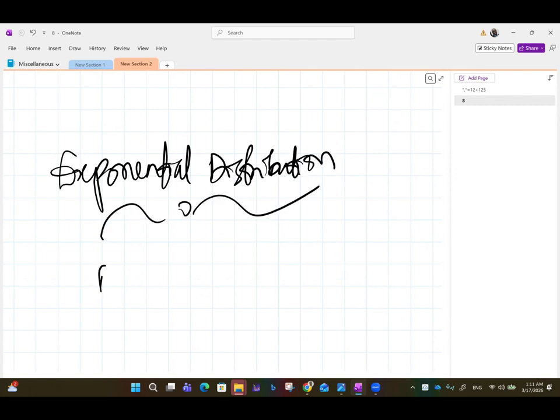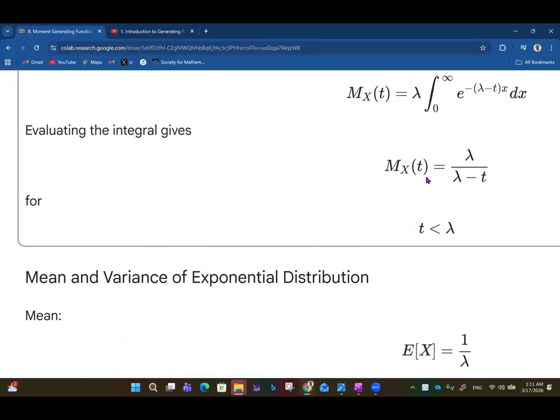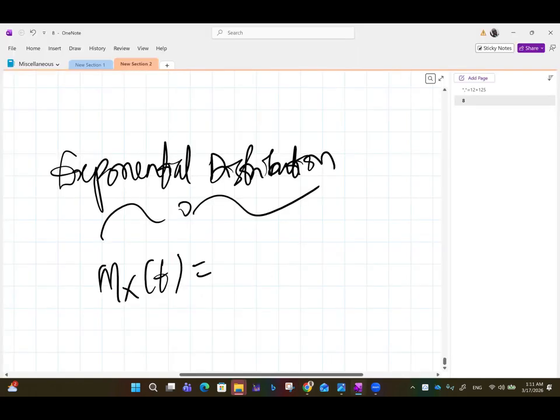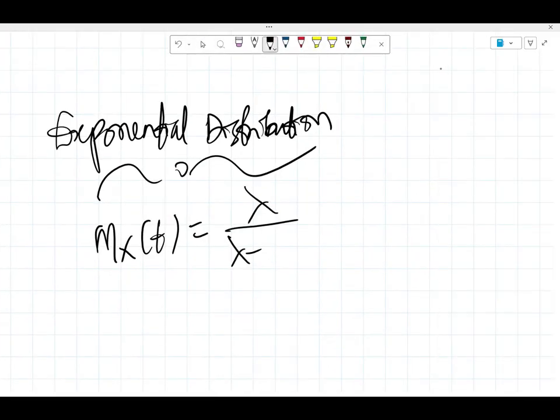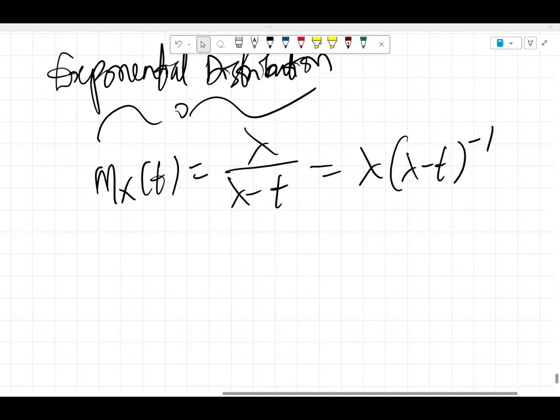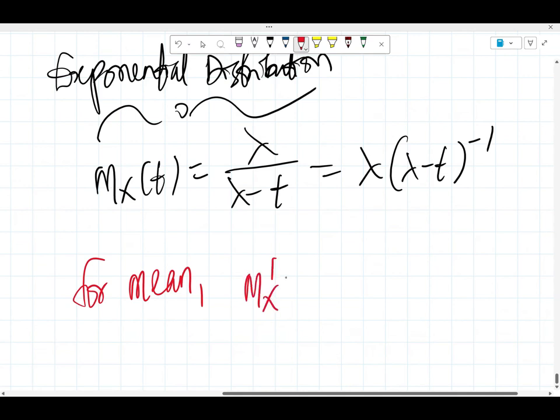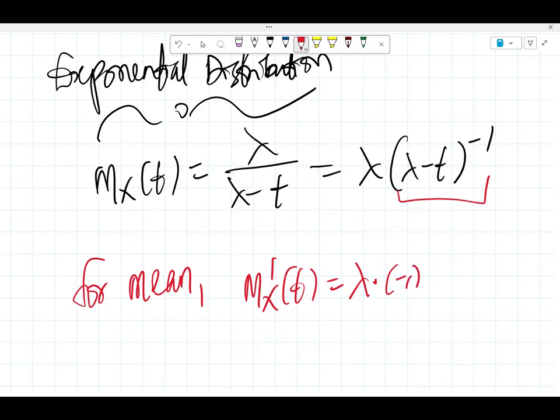So we have m sub x of t to be lambda over lambda minus t. We can also write it as lambda times (lambda minus t) raised power minus 1, or we can do the quotient rule if we like. So for the mean, we need m sub x prime of t, that's differentiating once. This is a constant, so we have this constant multiplied by, to differentiate this component, bring down the power, that's minus 1. Then differentiate inside that with respect to t.